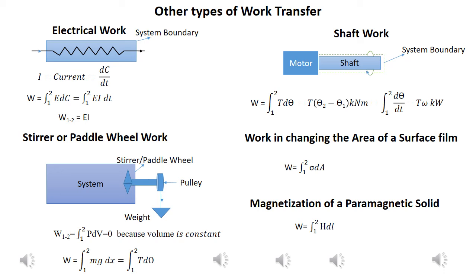The other type of work is shaft work. It is as shown in the figure. When a shaft, which is considered as a system, is rotated by a motor, there is work transfer into the system. If T is the torque applied and d theta is the angular displacement of the shaft, then the shaft work is given by W equals T into d theta. Theta2 minus theta1 is in kilonewton meter. And the shaft power is given by W equals T into omega, where omega is the angular velocity.